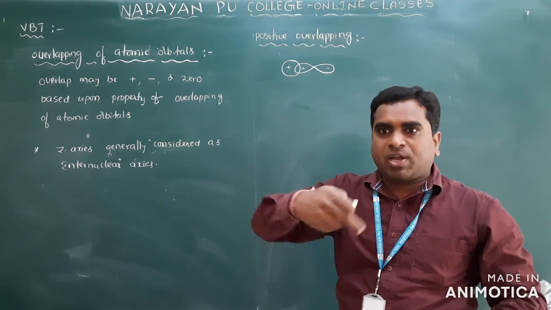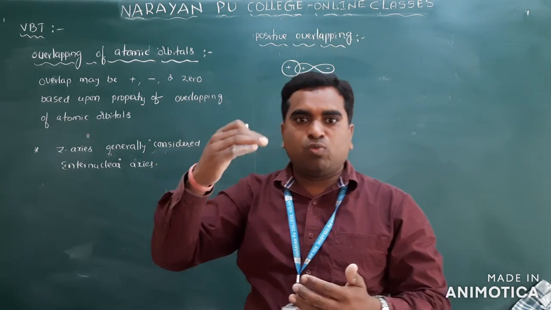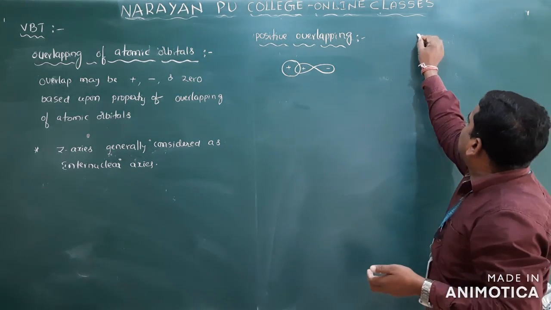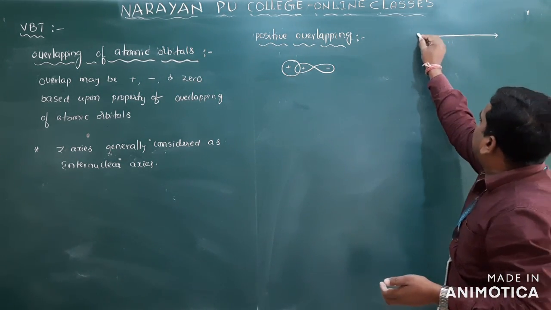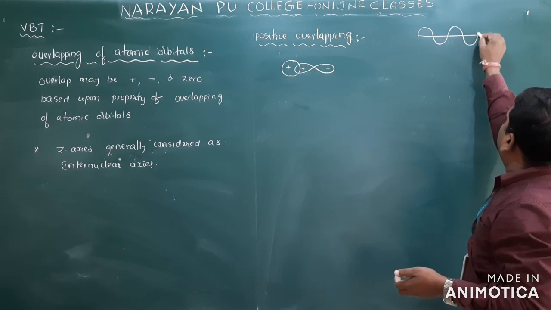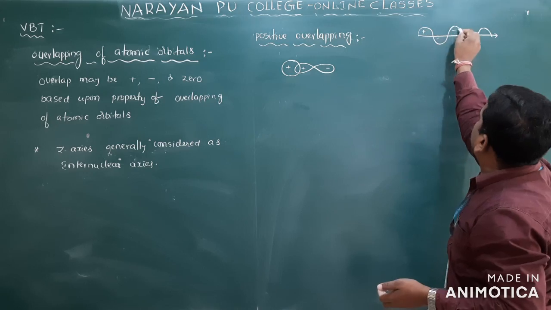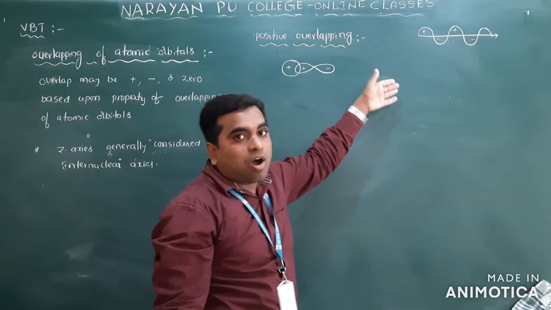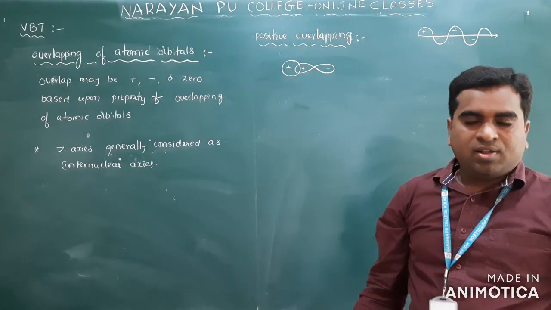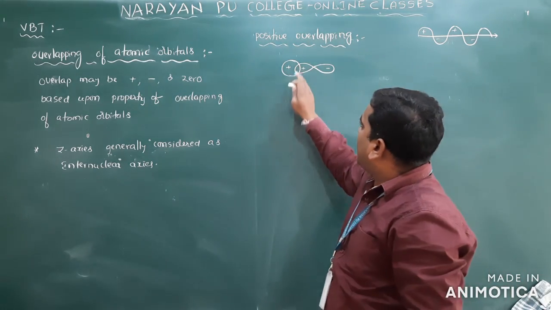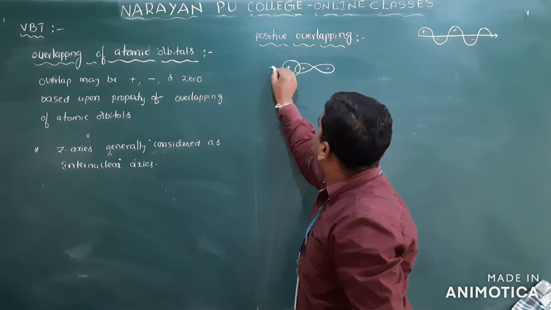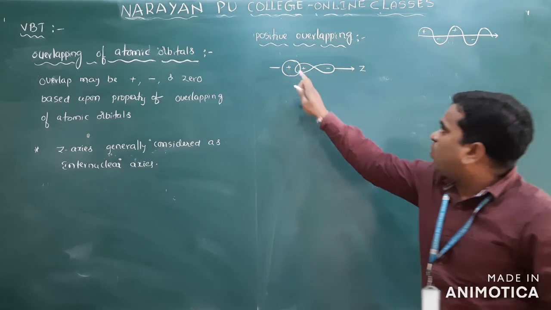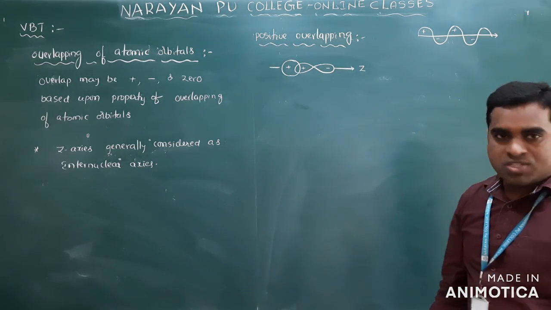While we are writing the atomic orbital, in one lobe we will write positive and in another we will write negative. Positive wave and negative wave, with Z as the internuclear axis. This is positive, this is negative. That is the phase of the wave of atomic orbitals. So that is positive and positive, along the z-axis. This overlapping takes place along which axis? Z-axis. Positive, positive, so it is a positive overlapping.